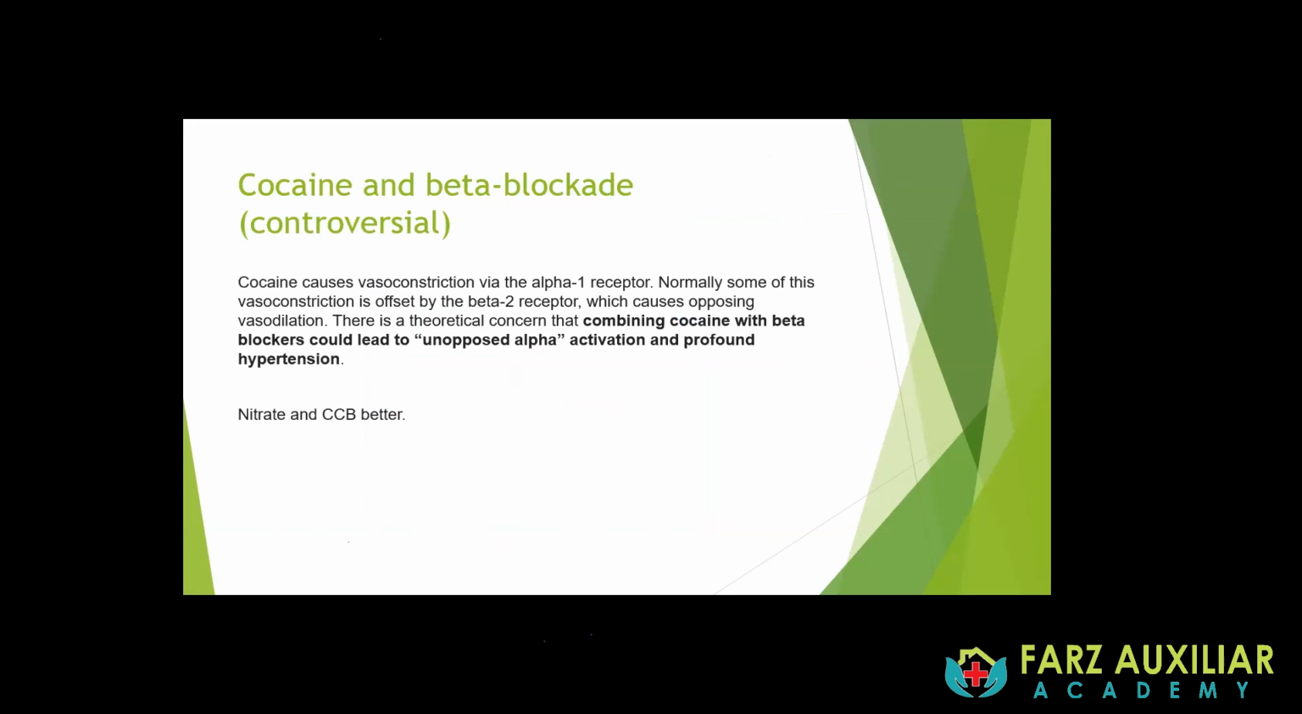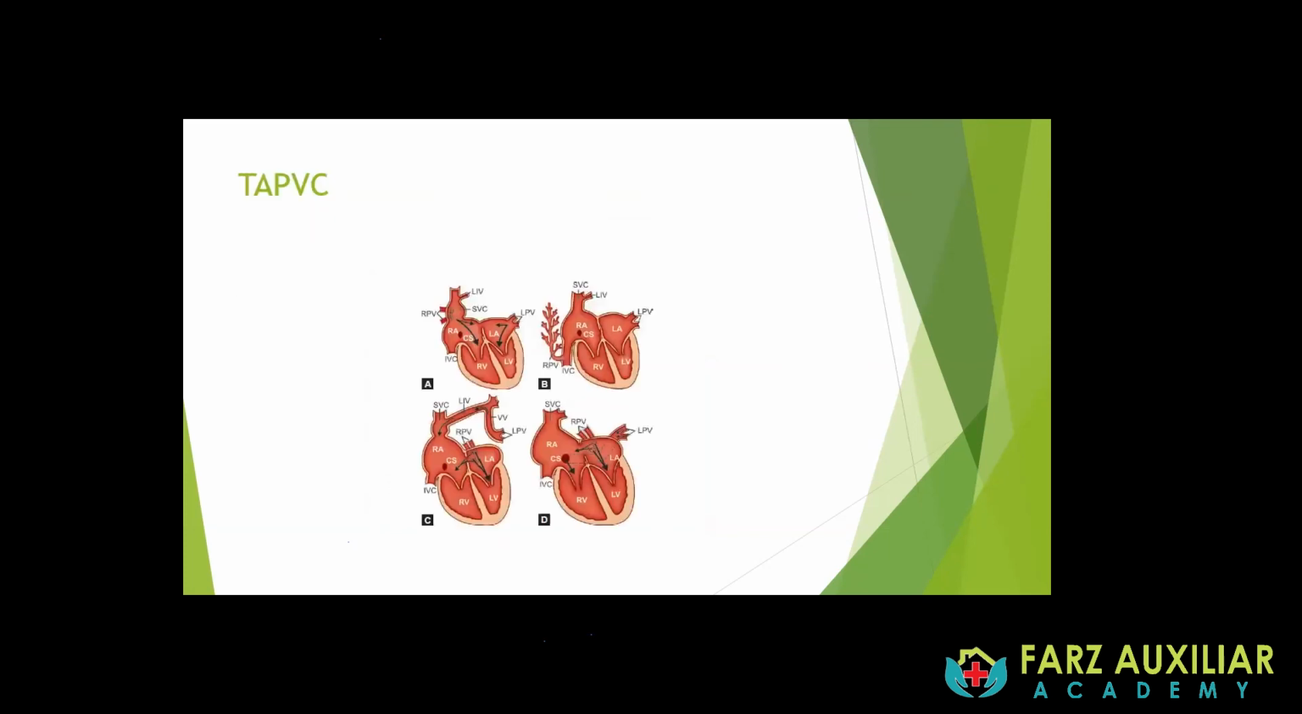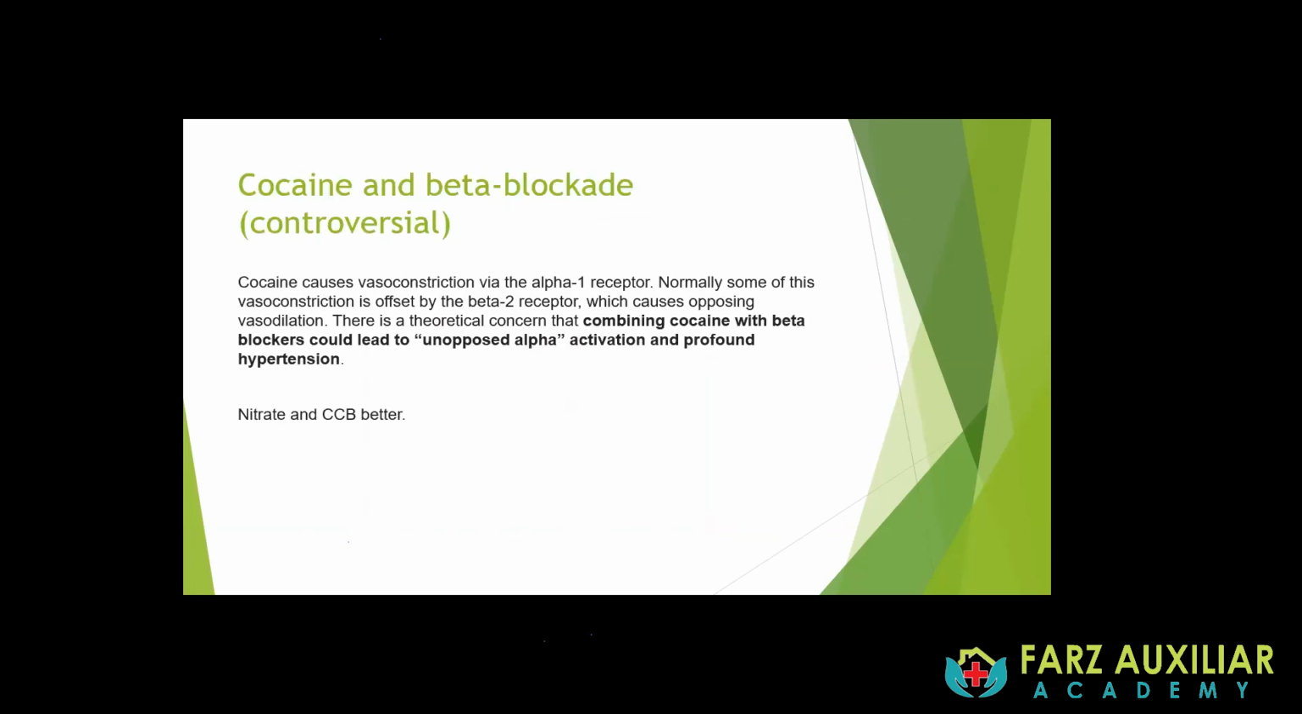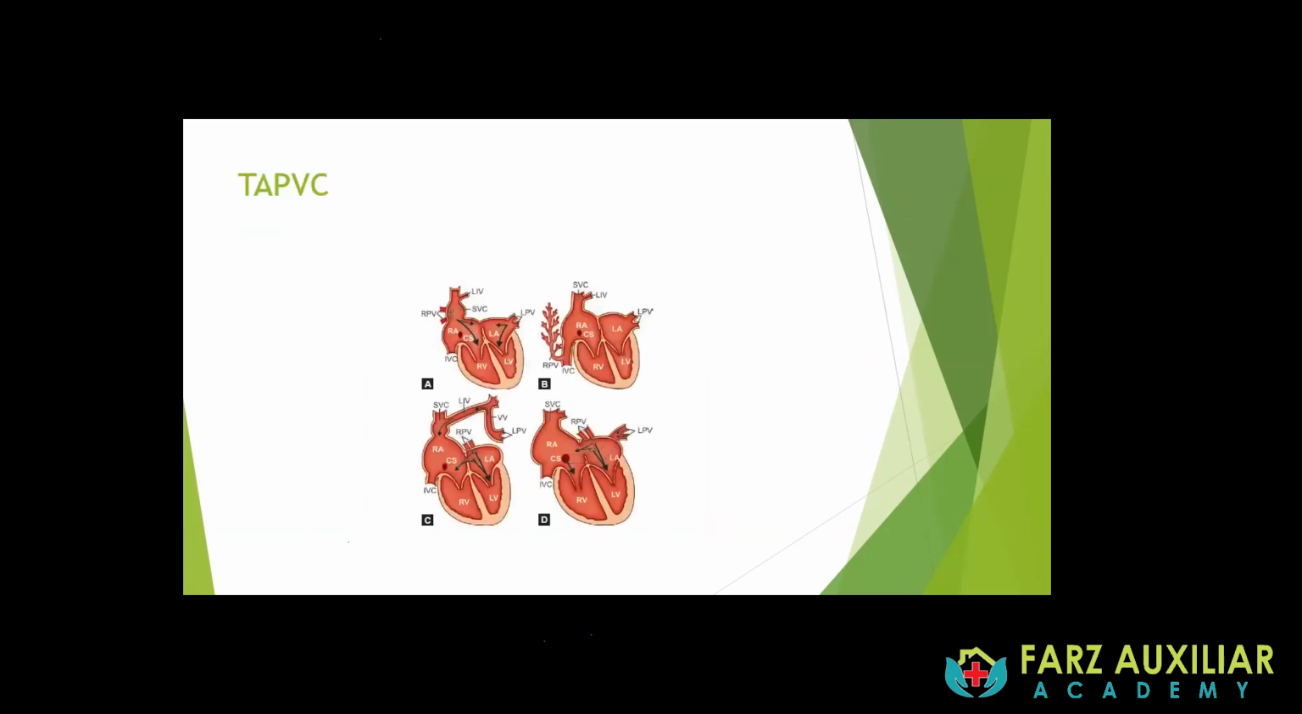Cocaine, you avoid beta blockade due to unopposed alpha action. Okay, you give nitrate and calcium channel blocker. Nitrate is first. If there is a choice of nicorandil, that will also do.